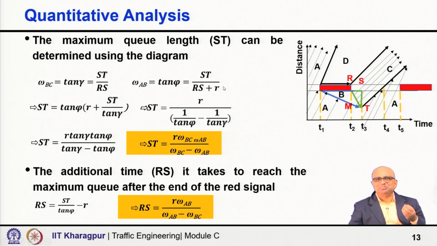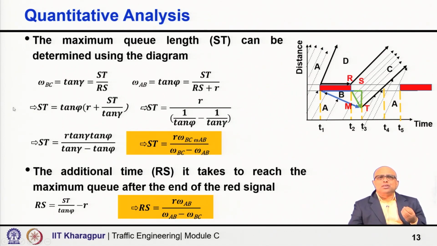So, from these two equations we can move forward. Then St you can calculate like this: tan psi into R plus St divided by tan gamma, using Rs from this equation. Like that, St you can eventually calculate and you will see it is getting a form like this. So, again this omega, like ω_BC, has come all in the same line.